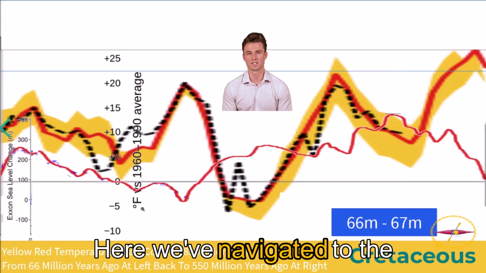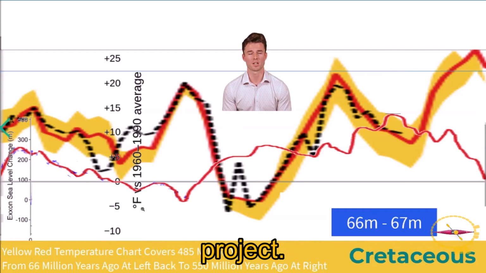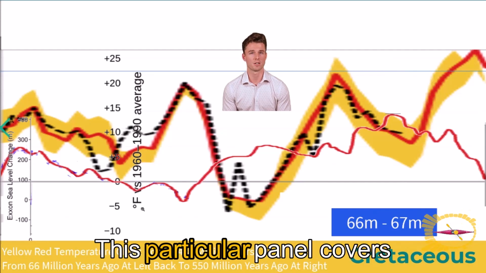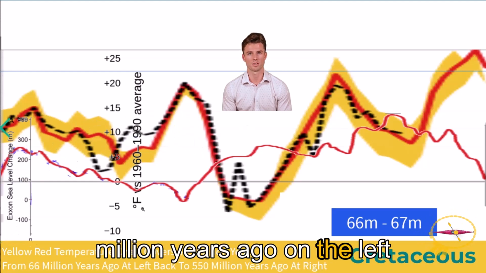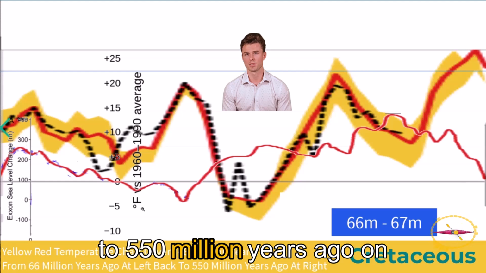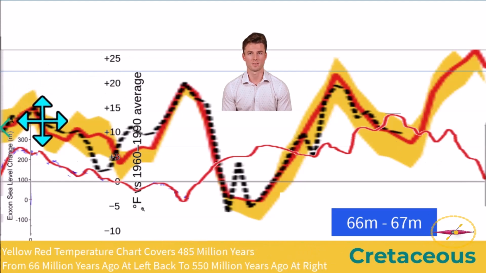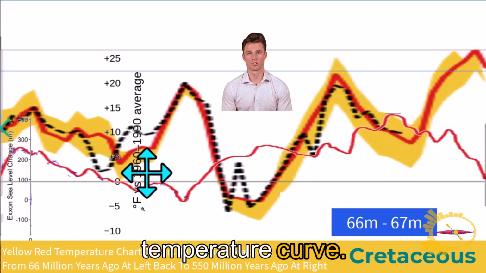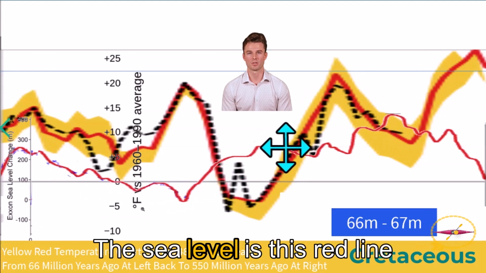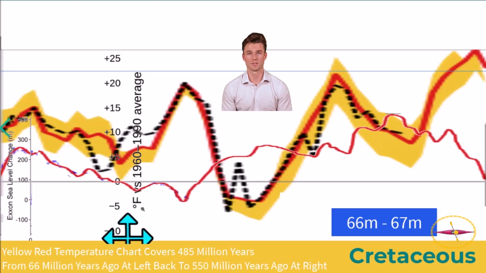Here we've navigated to the fifth panel in our climate project. This particular panel covers a period of time of 66 million years ago on the left, to 550 million years ago on the right. And in this panel, this yellow-red line you see here is the temperature curve. The sea level is this red line you see here.